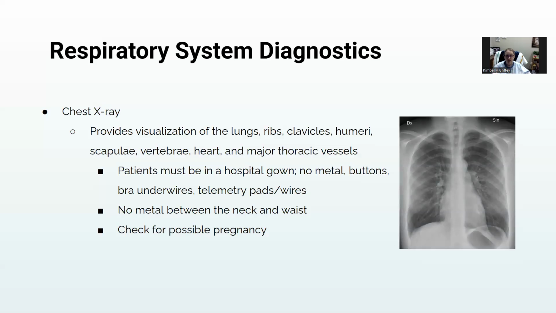But for a chest x-ray, they have to be in a hospital gown or anything with no buttons or any metal. If they're wearing a bra that has underwire, they have to take those off because it'll show up. And if they're on telemetry, those pads are going to show up. So if they need to really look at it, they may pull off those telemetry pads. There can be no metal between the neck and the waist because it's going to pick up. It'll be very bright white. You also want to check your female patients to make sure that they're not pregnant because we don't want to expose the fetus to unnecessary radiation.